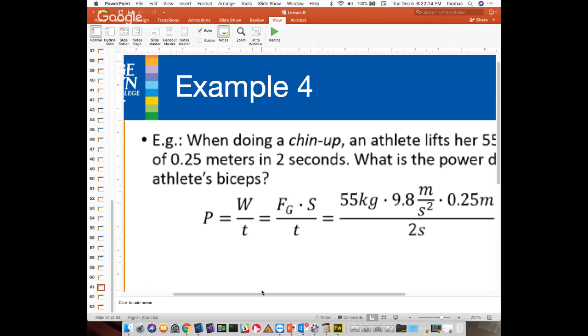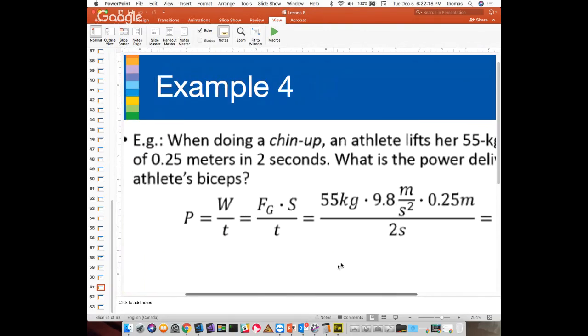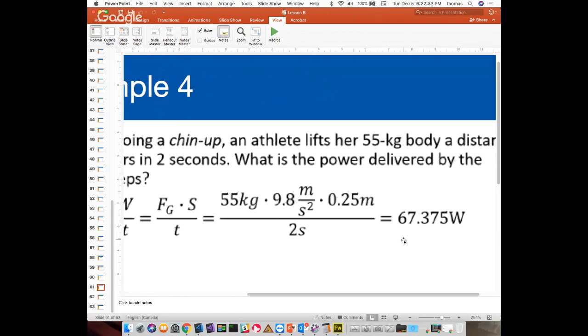So force of gravity, so how much does she weigh? 55 kilograms, times 9.8 meters per second squared, times the total displacement, which is 0.25 meters. And that is your work, in joules. And then you put that over 2 seconds. Remember, power is work over time, and you get this.